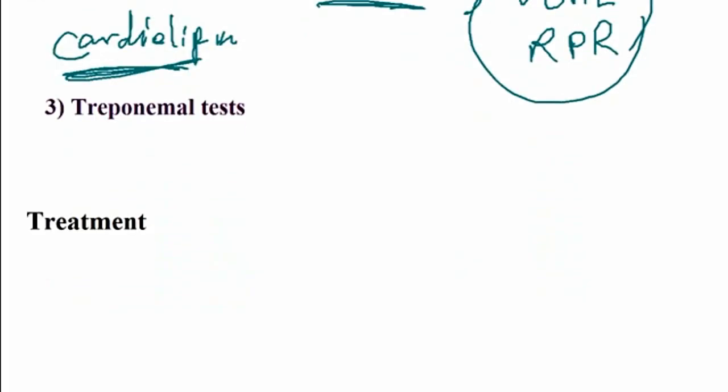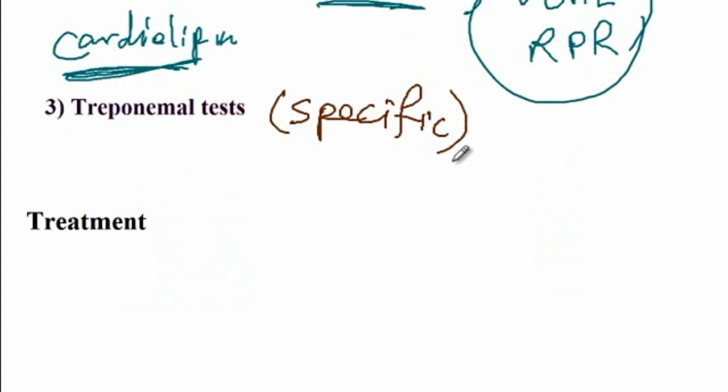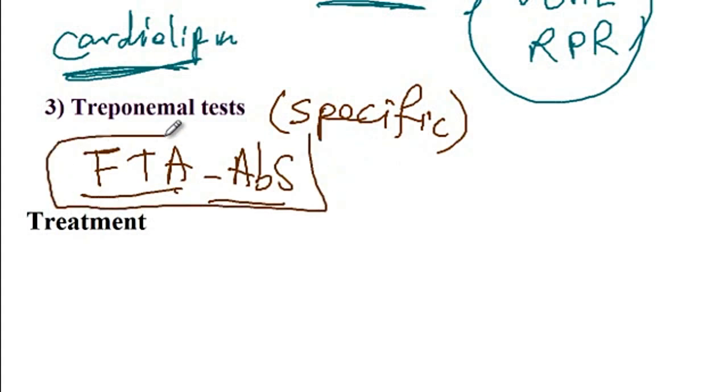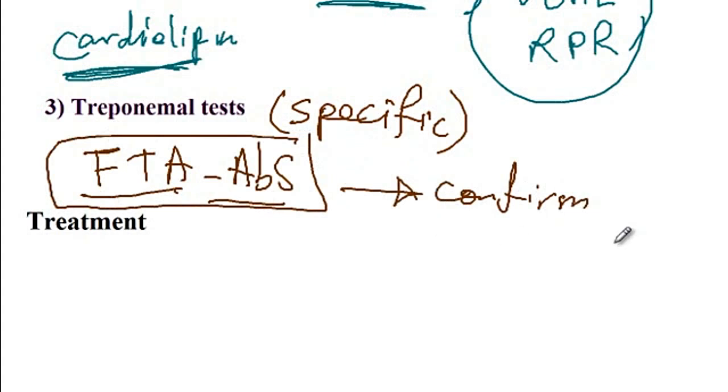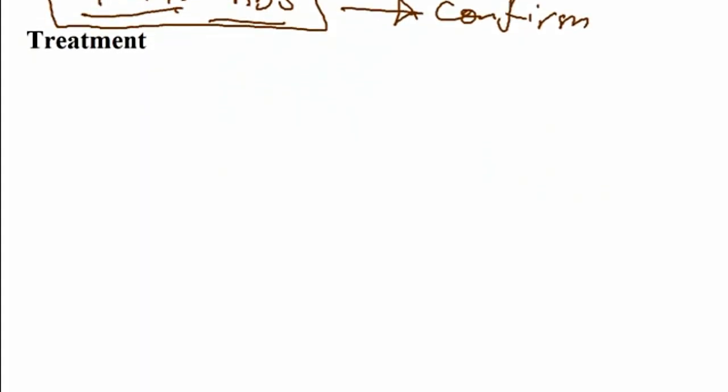And then finally, we have a specific test that is a treponemal test. Once someone is positive for the screening test, VDRL or RPR, then you can use the treponemal test, which is specific, an example of which is the fluorescent treponemal antibody absorption test, or FTA-ABS. So this is a specific test that is used to confirm the diagnosis of syphilis infection. Now, for the treatment of syphilis, you will have to give these patients penicillin G.